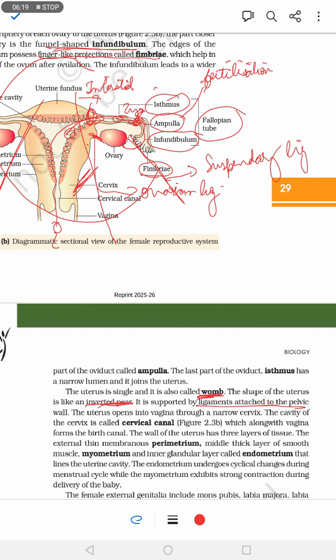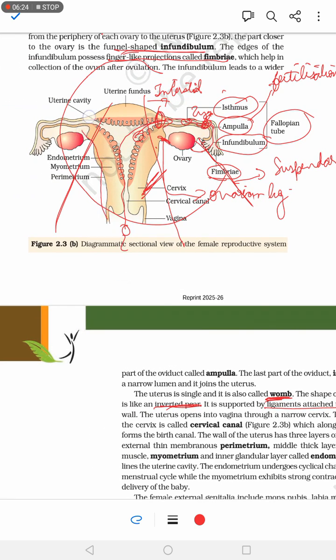So now we'll learn about the uterus. This part is called the uterus. The upper part of the uterus is known as the uterine fundus. This is the uterine cavity. The uterine wall has three parts: the perimetrium, the outer thin membranous part; the myometrium, the part filled with smooth muscle; and then the endometrium, the part which contains all the blood vessels.